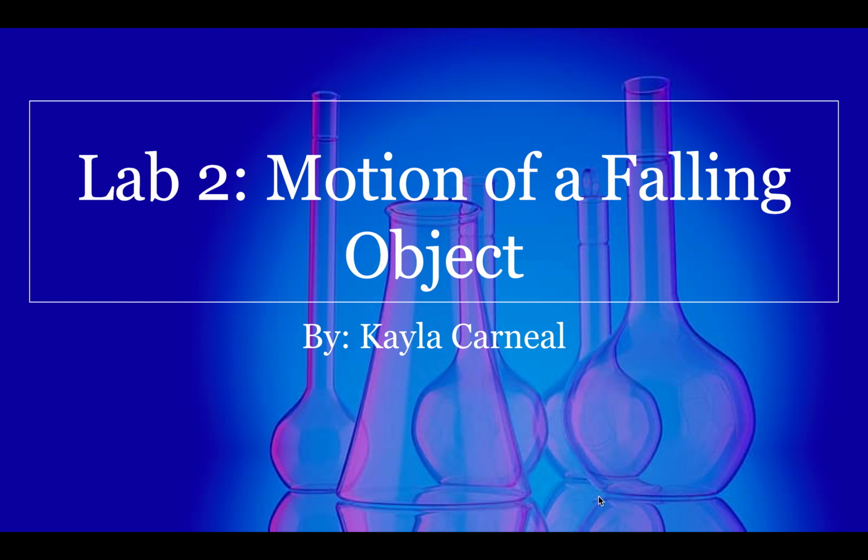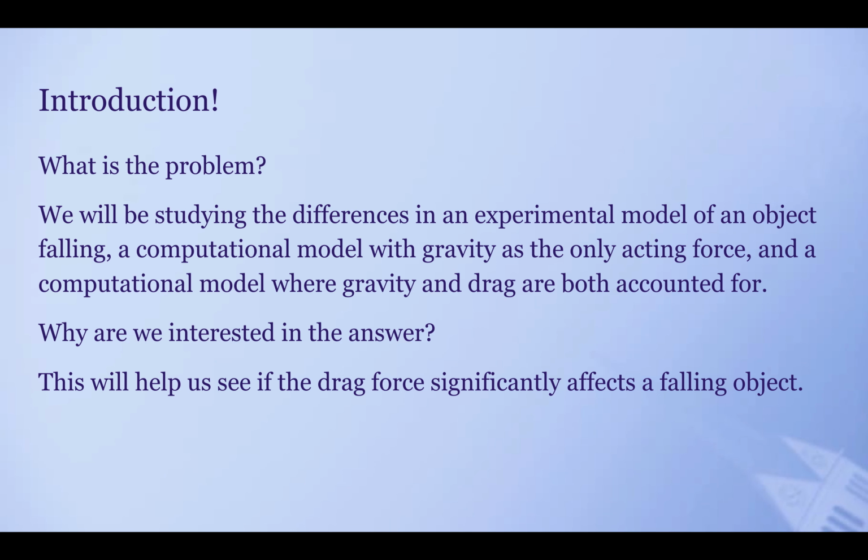So this is lab 2, which is motion of a falling object. Introduction, what is the problem? We're going to be studying the differences in an experimental model of an object falling, a computational model where gravity is the only acting force, and another computational model where both gravity and drag are acting as forces. Why are we interested in this answer? It's going to help us see if the drag force significantly affects a falling object.